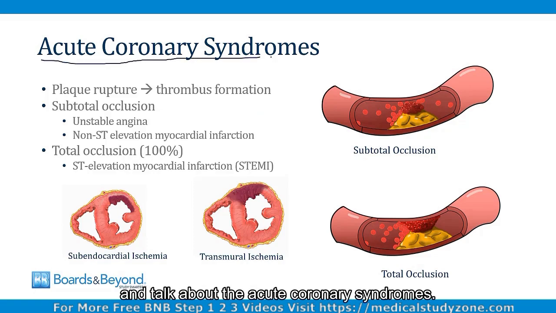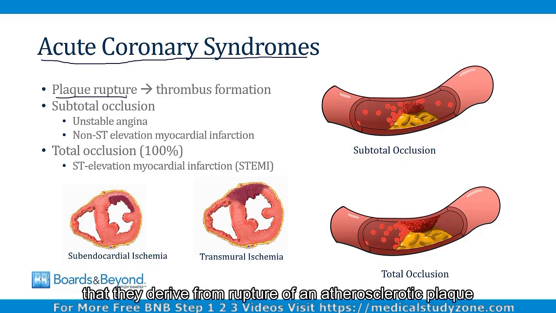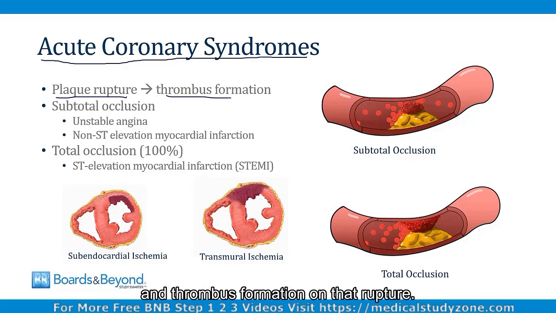Now I'm going to move on from stable angina, which involves a stable atherosclerotic plaque, and talk about the acute coronary syndromes. There are 3 acute coronary syndromes, and all of them share in common the fact that they derive from rupture of an atherosclerotic plaque and thrombus formation on that rupture.